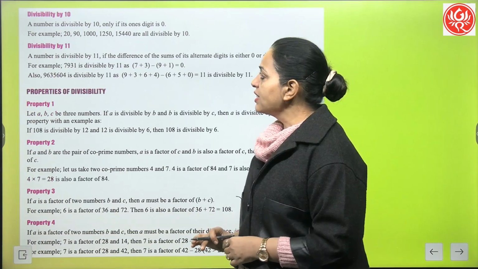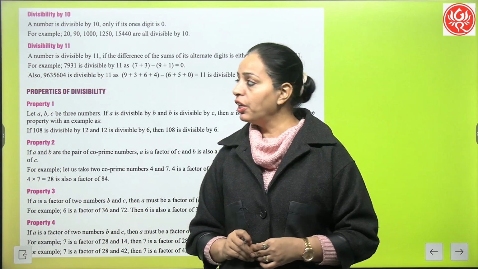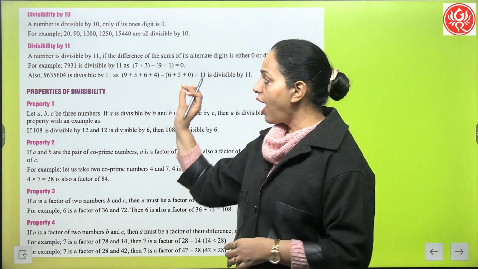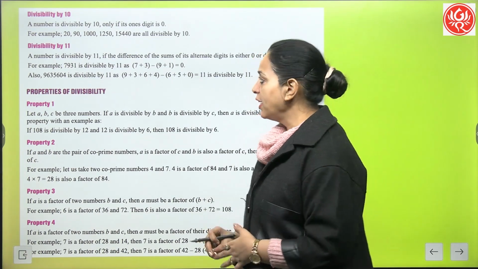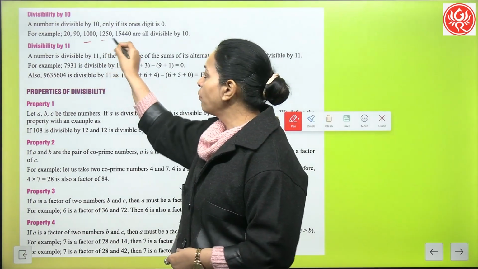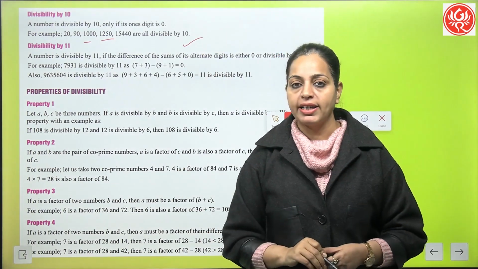Now the next is divisibility by 10. By 10 के लिए हम कैसे चेक करेंगे? See, if its ones digit is 0, अगर last में 0 है, then that number is divisible by 10. For example, 20, 90, 1000, 1250, all are divisible by 10.